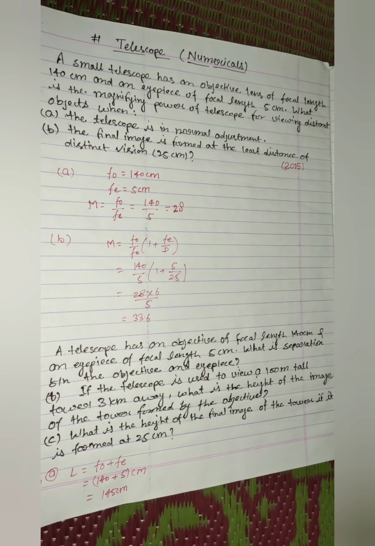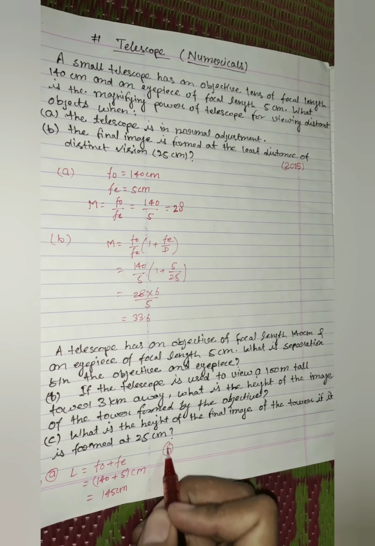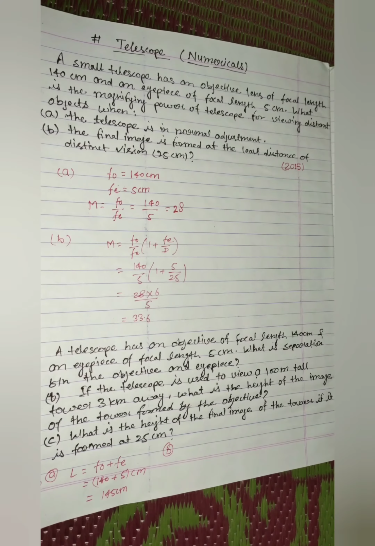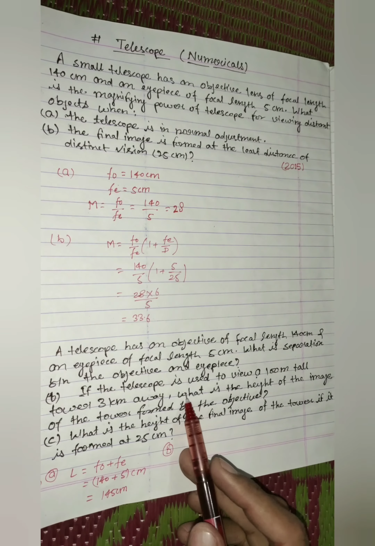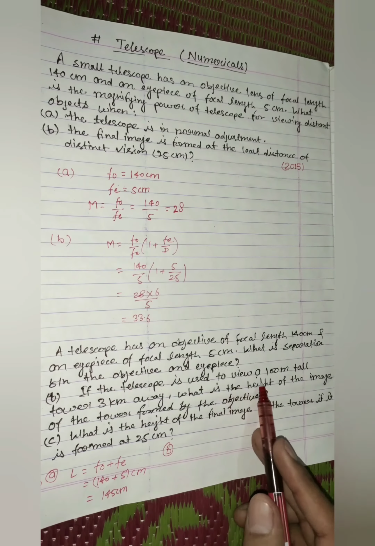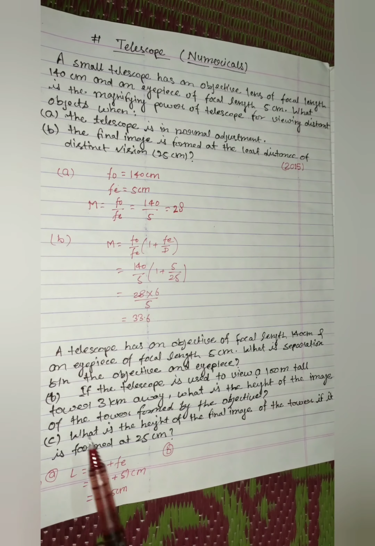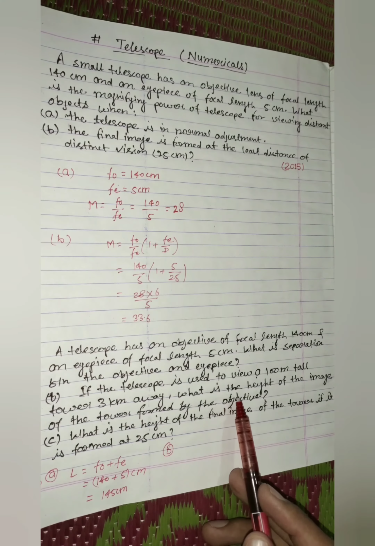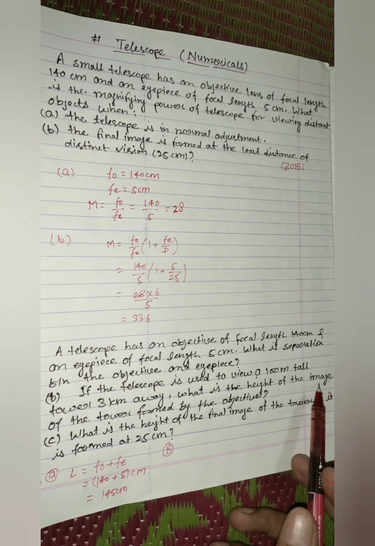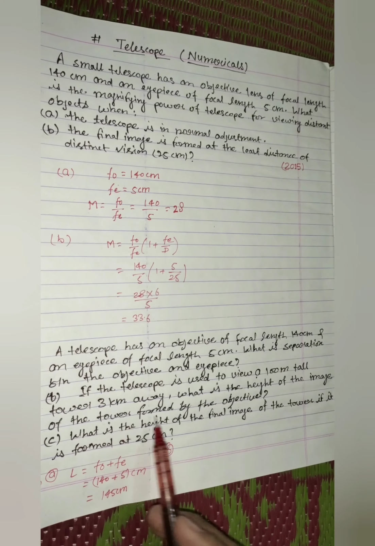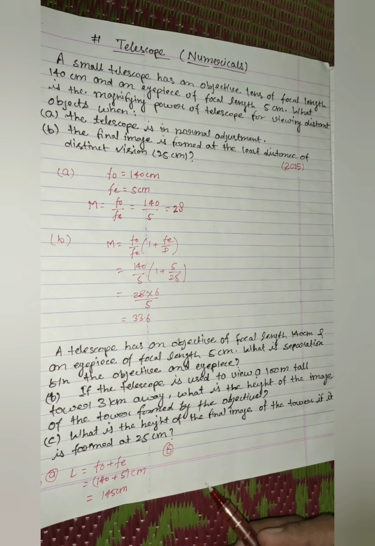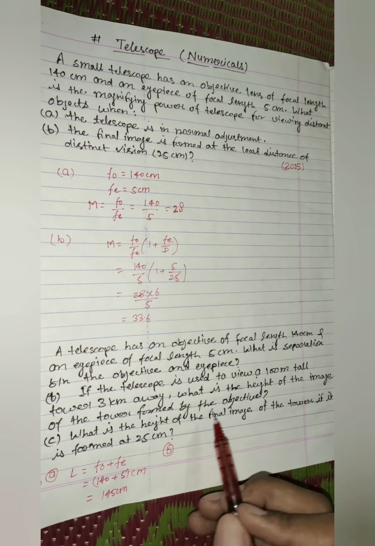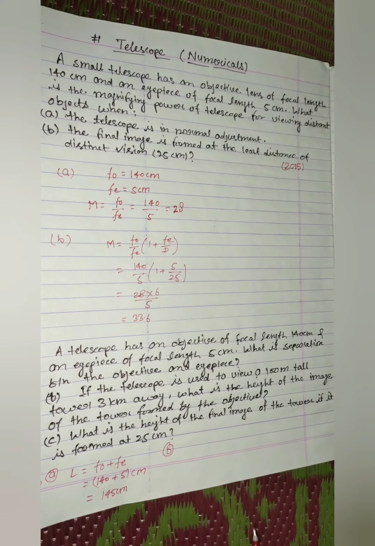This is part A. Now let's take part B of the question. If the telescope is used to view a 100-meter tall tower 3 km away, what is the height of the image of the tower formed by the objective? Here we are not talking about the whole telescope, we are concerned only with the objective of the telescope.